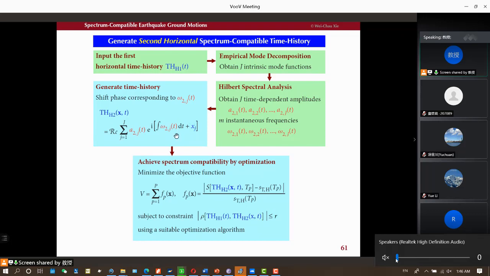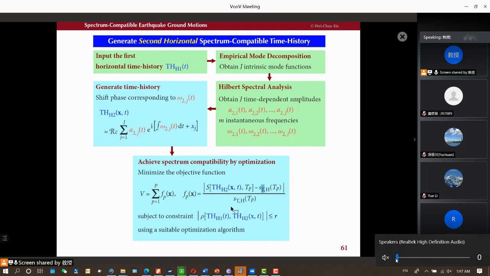Okay, then we minimize the error. We minimize the error here. Okay, we scale the amplitude and the frequency. We minimize the error between the generated time history and the target time history to obtain spectral compatibility.